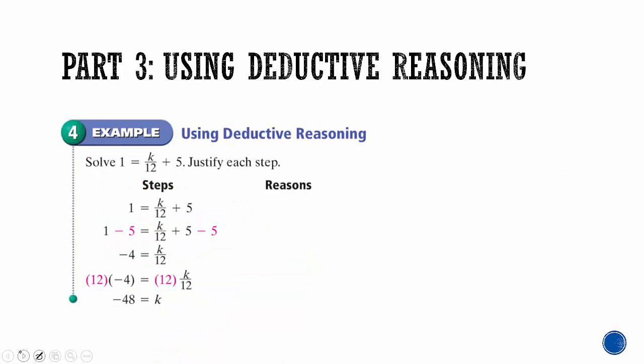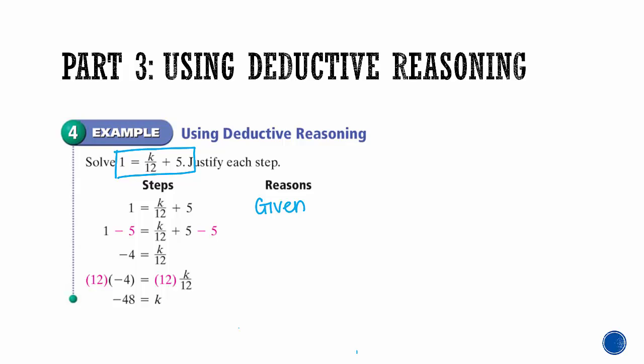So last part, using deductive reasoning. So they gave us an equation, 1 equals k divided by 12 plus 5, and they went through and solved it. We need to tell what steps they used for each one. So the very first thing, they just rewrote the problem. So our reason is something called given. That was given to us. We don't need to give a reason.